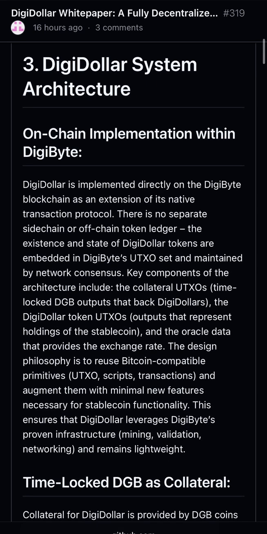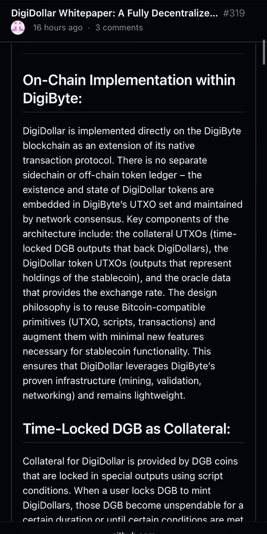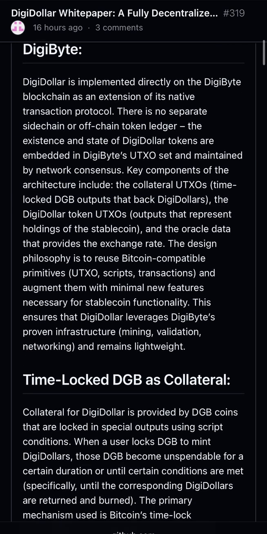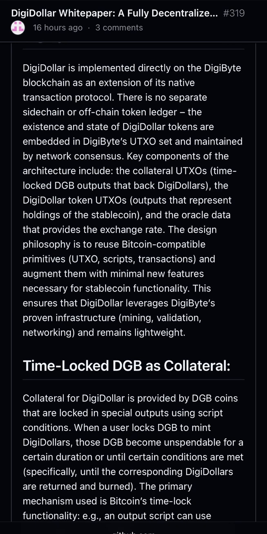3. DigiDollar System Architecture. On-chain implementation within DigiByte. DigiDollar is implemented directly on the DigiByte blockchain as an extension of its native transaction protocol. There is no separate sidechain or off-chain token ledger. The existence and state of DigiDollar tokens are embedded in DigiByte's UTXO set and maintained by network consensus. Key components of the architecture include the collateral UTXOs, time-locked DGB outputs that back DigiDollars, the DigiDollar token UTXOs, outputs that represent holdings of the stablecoin, and the Oracle data that provides the exchange rate.